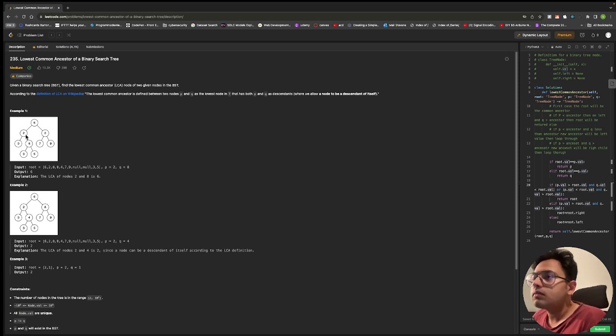clear till now. So the property of a BST is simple. The root or the parent node will always be greater than the nodes on the left side but less than the nodes on the right side. You can see here, this is left, this is right. 2 is less than 6, true. 8 is greater than 6, true. 0 is less than 2, true. 4 is greater than 2, true. Okay, you can see the pattern.